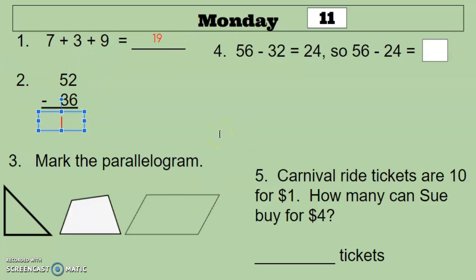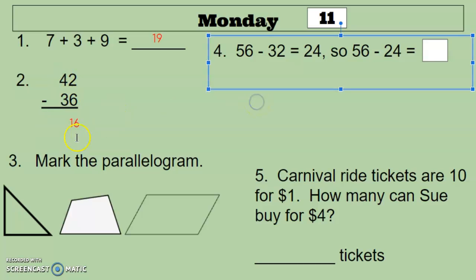Okay, so if you have 2 minus 6, you can't do that. So what you have to do is go over here and borrow from the 5. So your 5 turns into a 4, and then your 2 turns into a 12. So 12 minus 6 is 6, and 4 minus 3 is 1. So you would have gotten 16. Don't forget, on some of these you do have to borrow, guys.